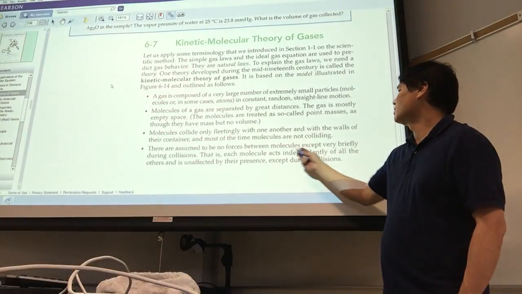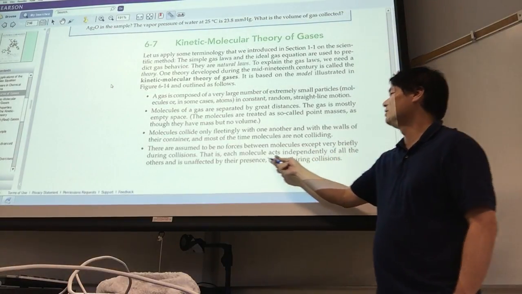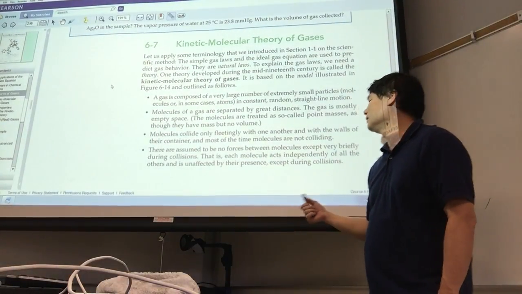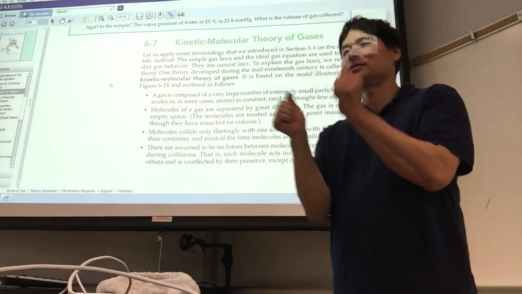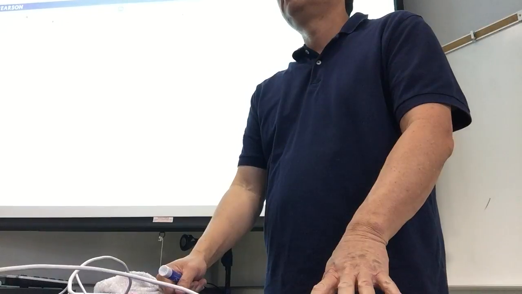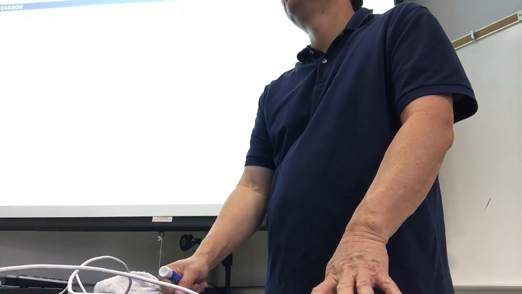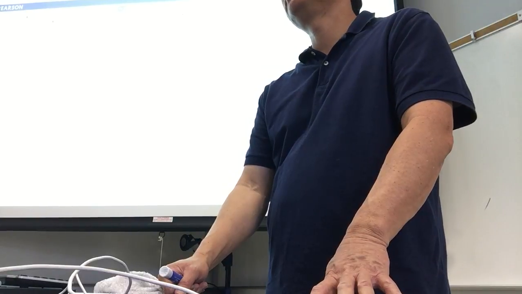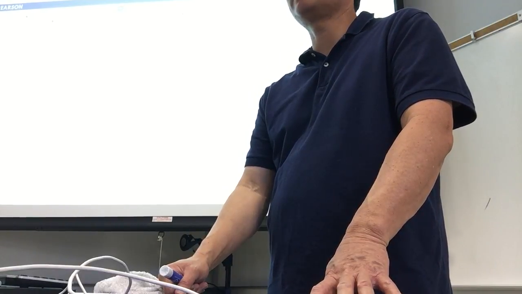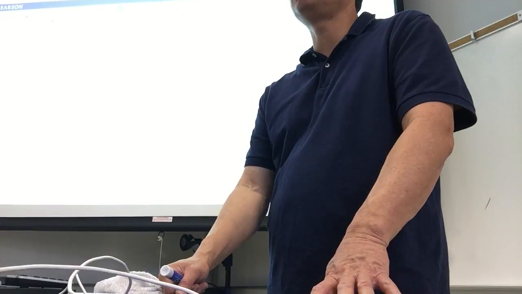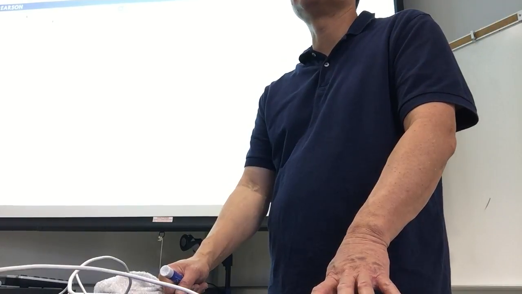There are assumed to be no forces between the molecules except very briefly during collisions. Okay, so what you're going to do is you're going to say that the molecules don't stick. They aren't sticky or they don't repel each other. And so when they have collisions, they just bounce off each other. The difference would be, let's say if you threw a wet clay ball at the wall, it might stick to the wall, right?